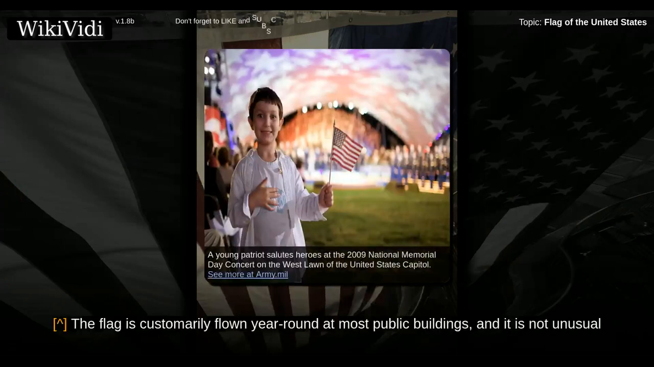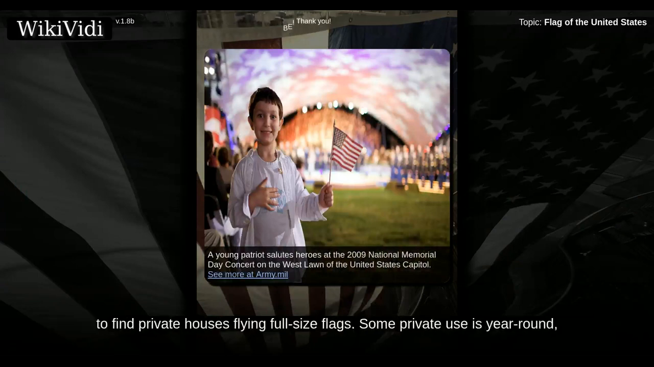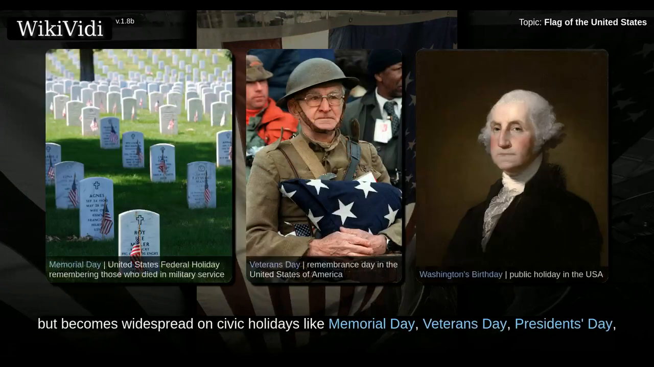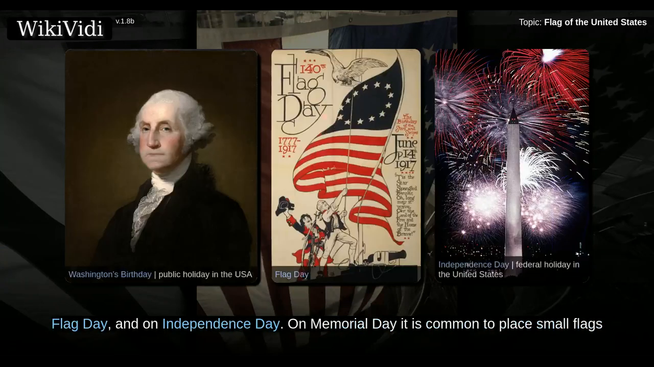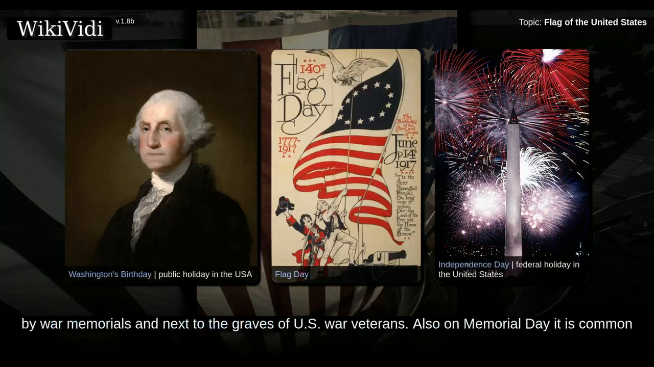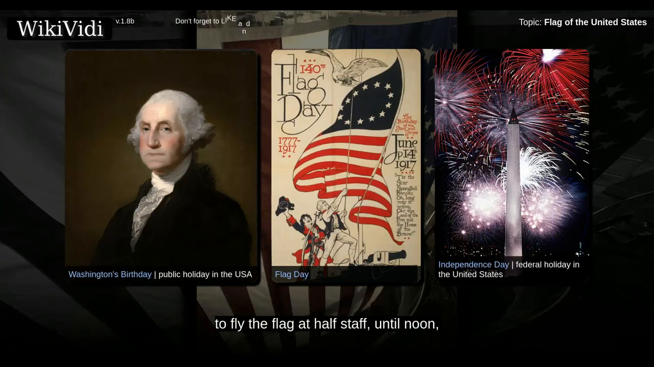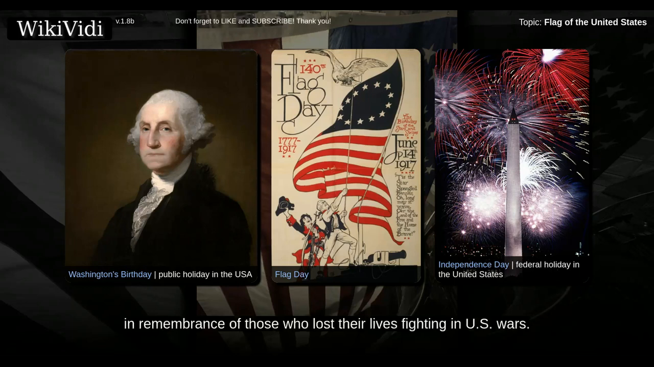The flag is customarily flown year-round at most public buildings, and it is not unusual to find private houses flying full-size flags. Some private use is year-round, but becomes widespread on civic holidays like Memorial Day, Veterans Day, President's Day, Flag Day, and on Independence Day. On Memorial Day, it is common to place small flags by war memorials and next to the graves of U.S. war veterans. Also on Memorial Day, it is common to fly the flag at half-staff until noon, in remembrance of those who lost their lives fighting in U.S. wars.